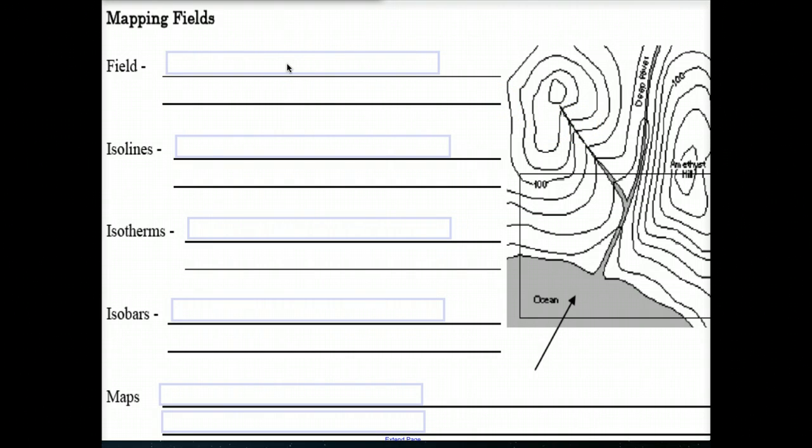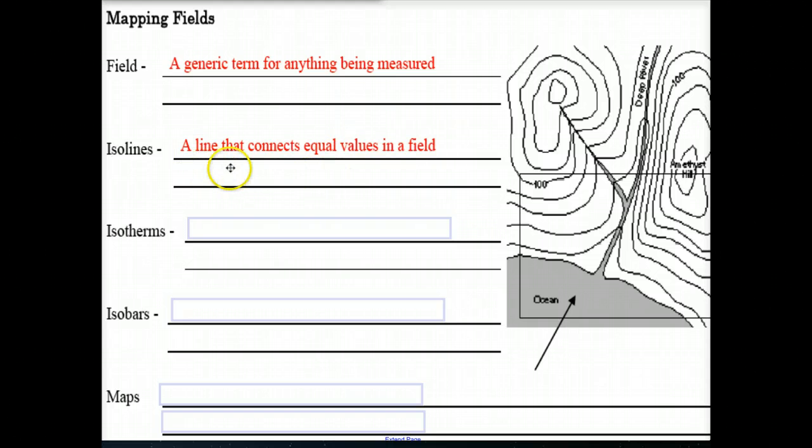So let's get started. When we start looking at fields, fields are just a general term for anything that's being measured. So you can measure temperature, you can measure air pressure, you can measure wind speed, you can measure anything, elevation. So a general term for that is these are called field lines, or this is a field. Isolines are very specific. They're lines that connect places of equal value.